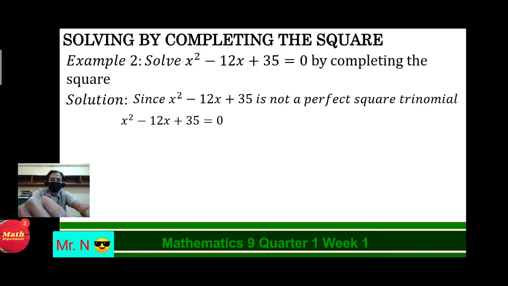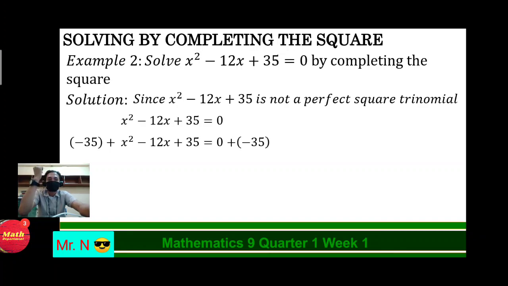And by doing that, we're going to use the addition property of equality. We're going to add the opposite of 35 on the left side, which is -35. So we have -35 on the left, and since you added -35 on the left, you should add also on the right by addition property of equality. So now, simplify. Combining like terms, we have now x squared minus 12x, -35 plus 35 is equal to 0. And then 0 plus -35 is -35. So we have now this resulting equation.